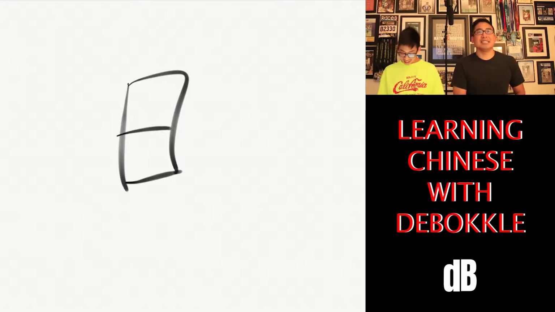A box. No. An eight. You have five guesses. The number eight. I think you've been over five though. No, I guessed window. Eight. Door. Eight.